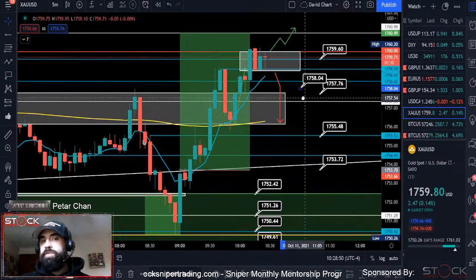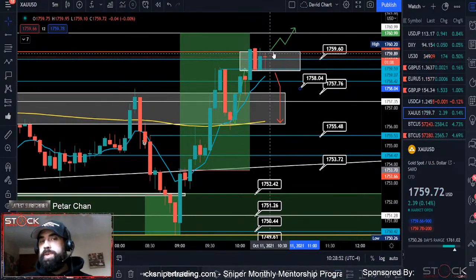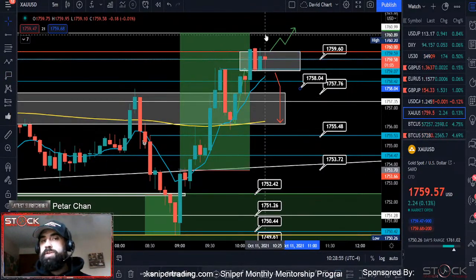Look at gold starting to flip. You see a bottom wick here. Just wait. It's got to start to break above here, guys. It's going to continue. The overall target is at 1760.